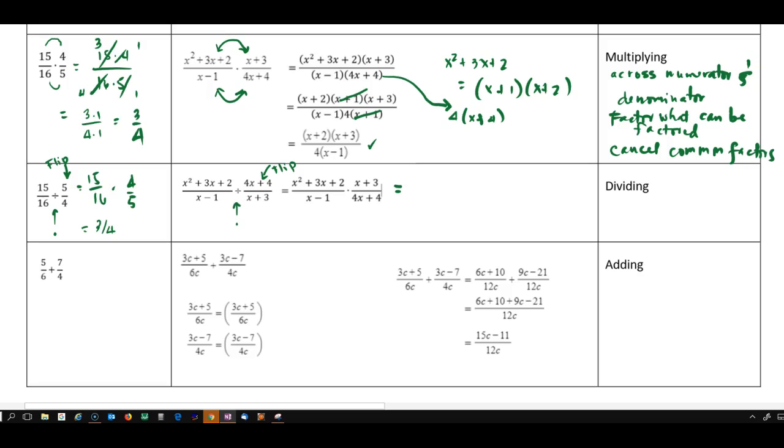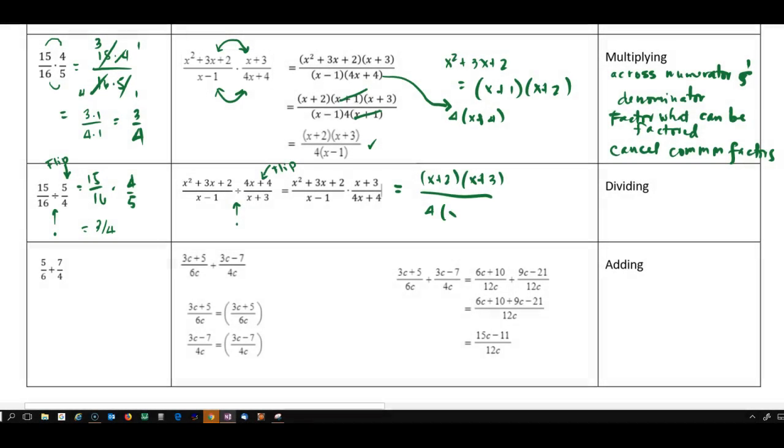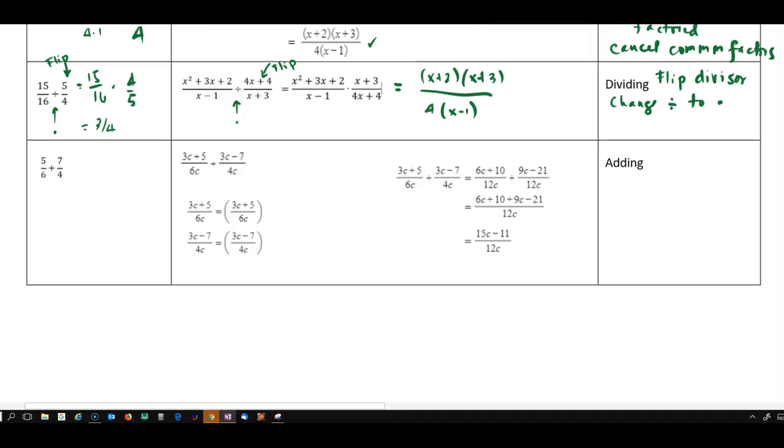So in rational expressions, you also flip and then change the division to multiplication. Now this is the same problem as the previous problem, so we know what the answer will be. So in dividing, you flip the divisor. And now addition. They're also similar.